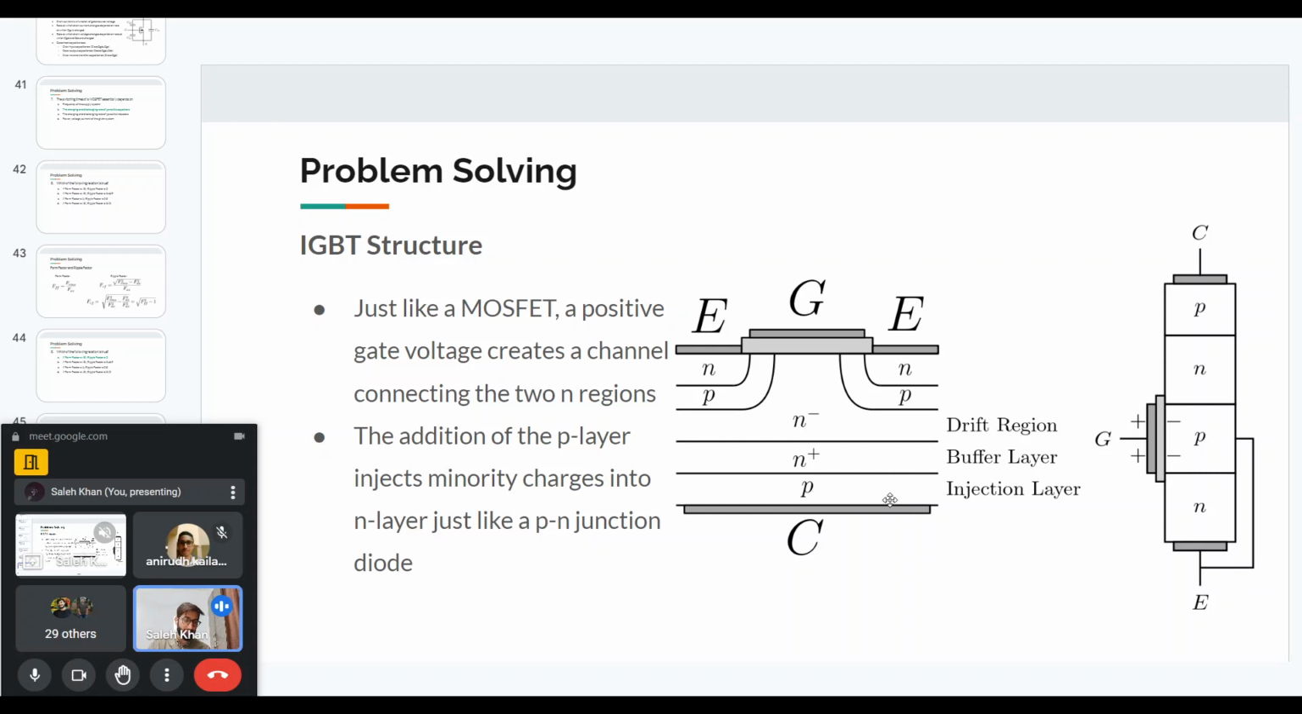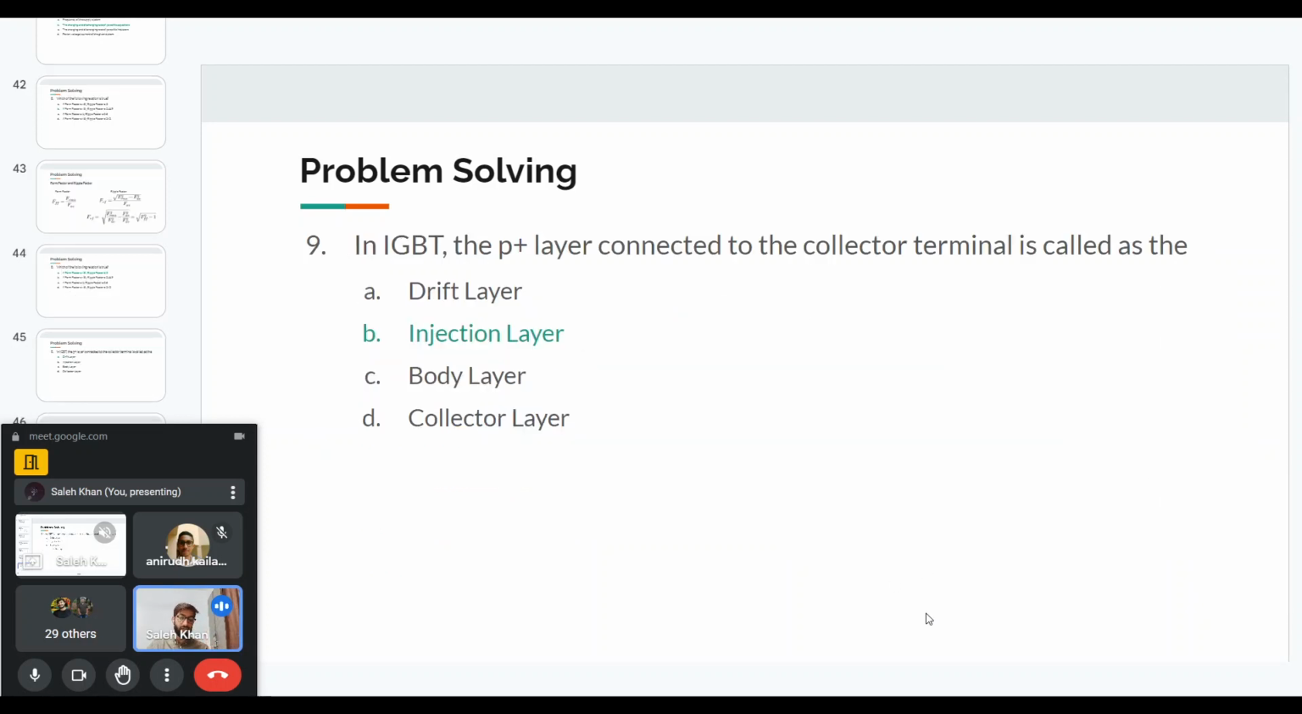So that is why this P layer is called the injection layer, and the N minus region is called the drift region, and this drift region determines the voltage rating because it's the lightly doped region. If you have a greater drift region, then the voltage rating will be higher. Since the P region injects minority charges, that is why it is called the injection layer. So the answer to this question is B, injection layer.